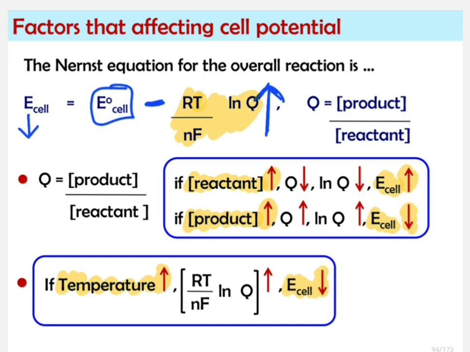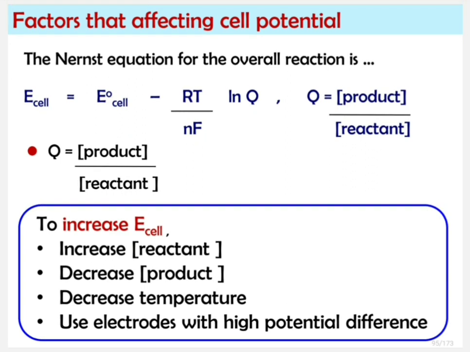Alright, so katakanlah sekarang aim kita nak naikkan, we want to increase the value of cell potential. Sebab cell potential kan electric that produced by the reaction. So kita nak naikkan value E cell tu. Apa yang kita boleh buat? So first we can increase concentration of reactant. So it will increase the E cell. Decrease concentration of product. It will increase the E cell.